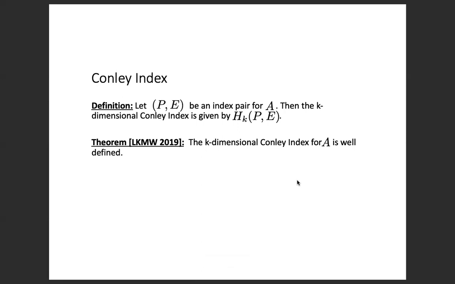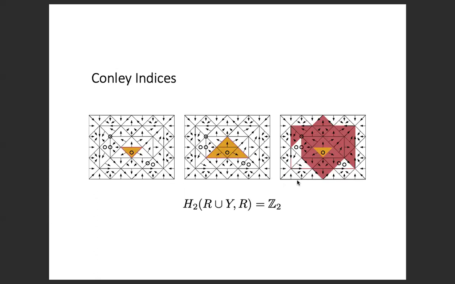And this was where you get the Conley index. I'm just using the homological Conley index. If (P1, P2) is an index pair for A, then the k-dimensional Conley index is given by the relative homology of the pair, or the relative homology of the red and the yellow to the yellow. And it was shown by several people that this Conley index is well defined. So essentially, you take the relative homology in any of these cases of the red and the yellow to the red using Z2 coefficients, and we get Z2.